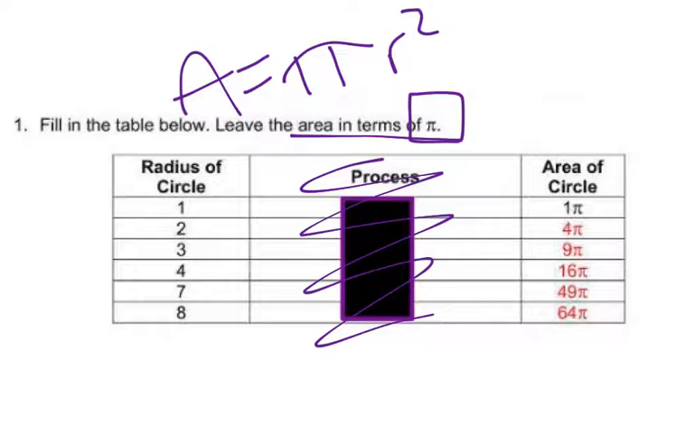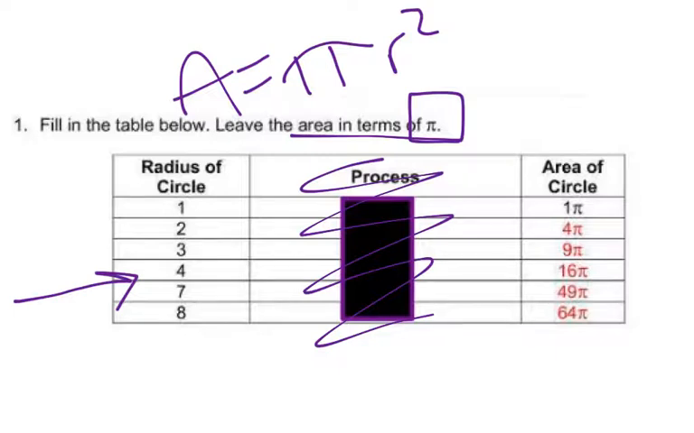If your radius is 2, 2 squared is 4, so 4 pi. If the radius is 3, 3 squared is 9, so 9 pi. If the radius is 4, 4 squared is 16, so 16 pi. If the radius is 7, 7 squared is 49, so 49 pi. And if it's 8, 8 squared is 64, so 64 pi. Notice we had a couple of skips. We didn't do 5 or 6. It's no big deal.